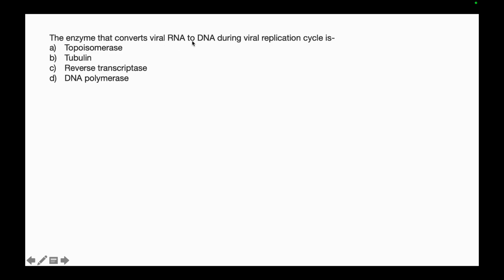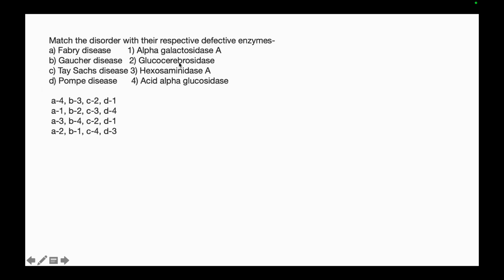The enzyme that converts viral RNA to DNA during the viral replication cycle is reverse transcriptase. Topoisomerase is just to release the tension in the DNA. Tubulin is involved in the cell cycle. DNA polymerase is involved in DNA synthesis. But for RNA to DNA conversion, we have the reverse transcriptase enzyme.